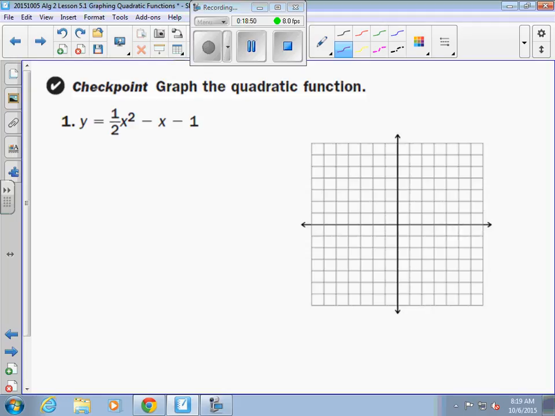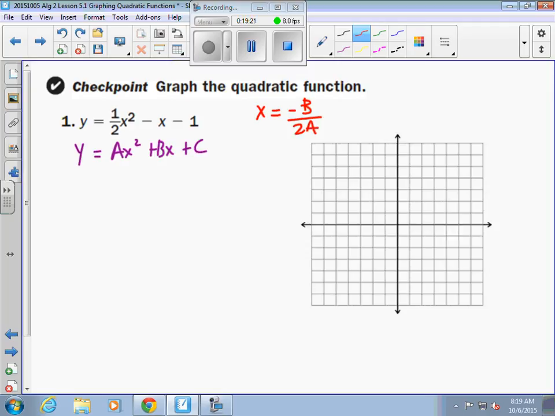Okay, we have our first checkpoint problem right here. It says graph the quadratic function y is equal to 1/2 x squared minus x minus 1. Now this is back to standard form. This is from yesterday. Remember, y equals ax squared plus bx plus c. In order to find what your x is equal to, negative b over 2a.